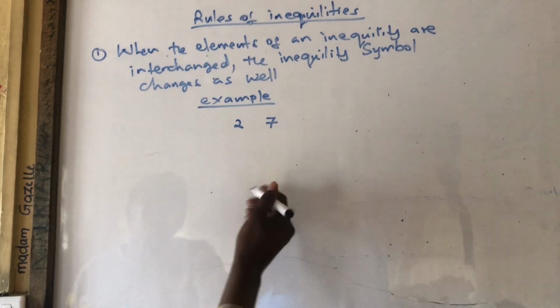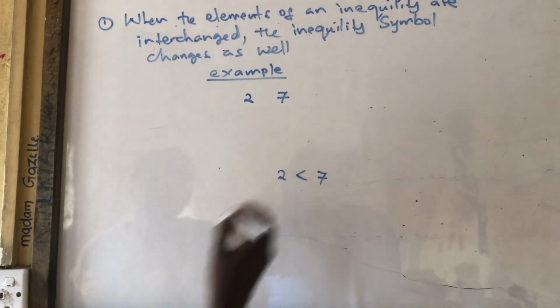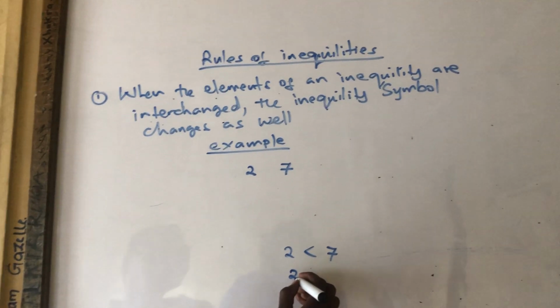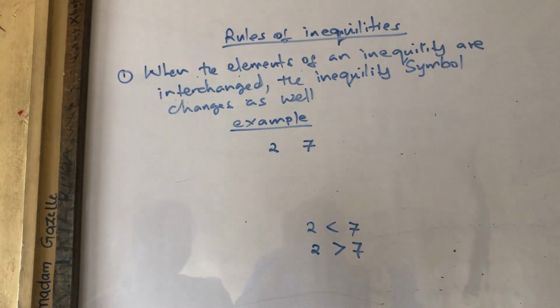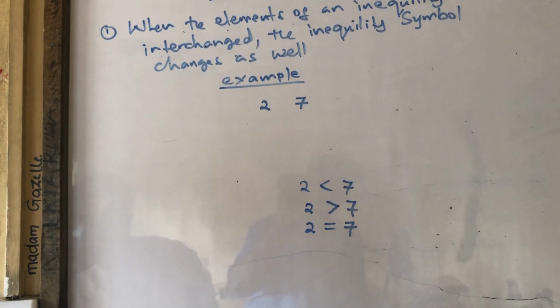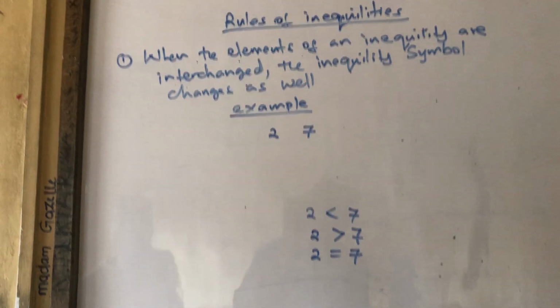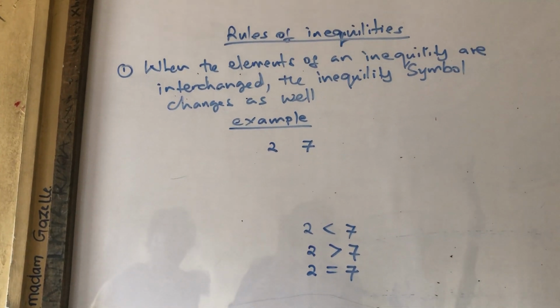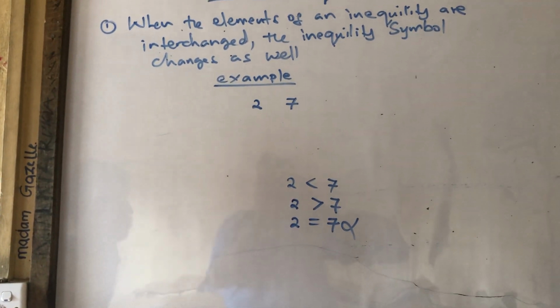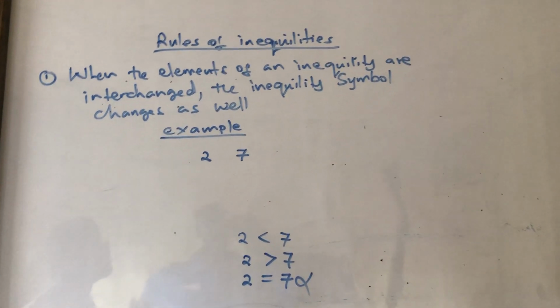Do we say 2 is less than 7? Or do we say that 2 is greater than 7? Or do we say that 2 is equal to 7? Which of those 3 options would you consider to be correct? This is obviously wrong, because 2 will never be equal to 7.